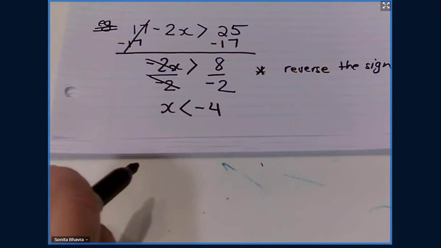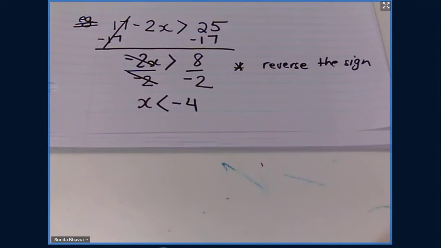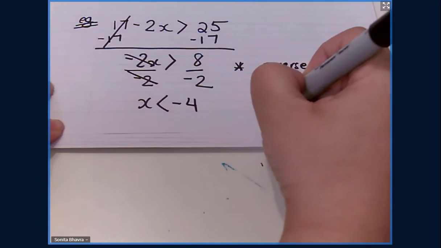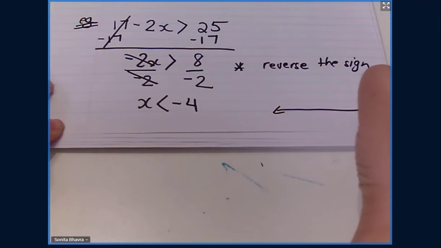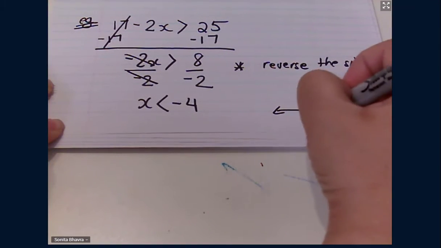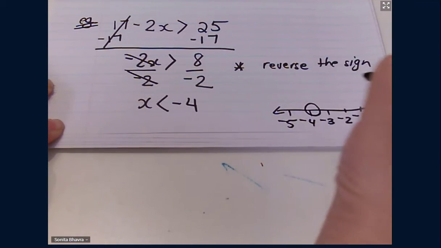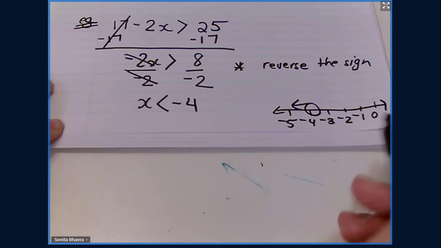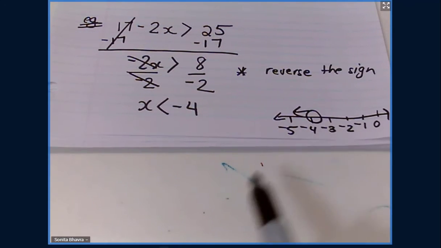And yes, again, if you have to graph it, you would graph it on a number line. So I'll just show that quickly on a number line. 0, 1. All right, so again, it's an open circle, and it's going to the left because it's less than negative 4.